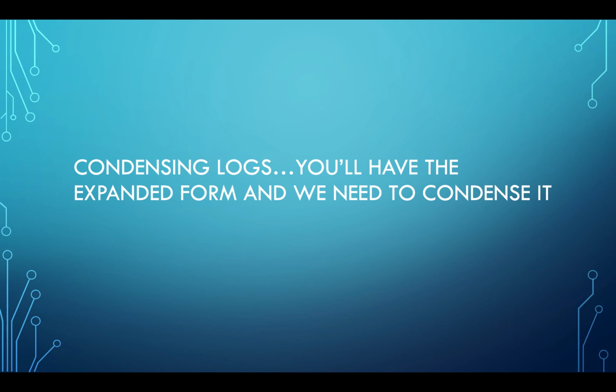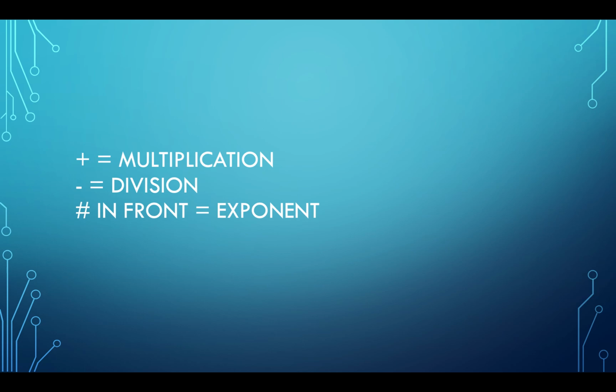So for condensing logs, you'll have the expanded form, and we're going to have to basically work backwards. We're going to need to condense it. As a reminder, whenever we see an addition sign, that's equal to multiplication. Whenever there's a subtraction sign, that's equal to division. Whenever there's a number in the front, it's going to be equal to an exponent. Now, we're going to go over this when I get to the example.